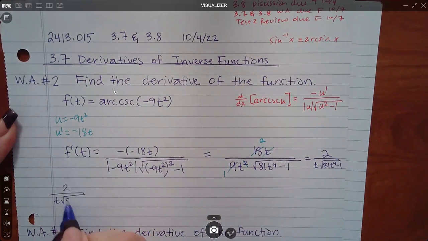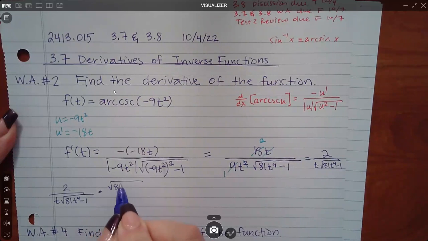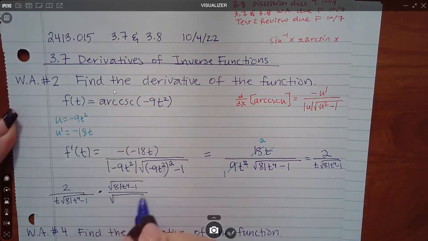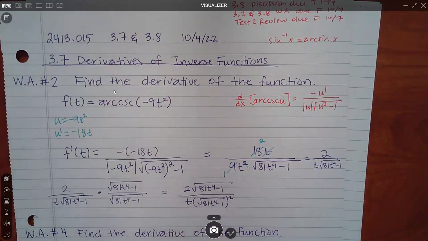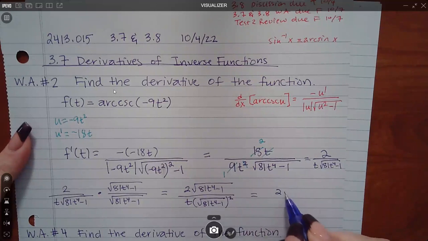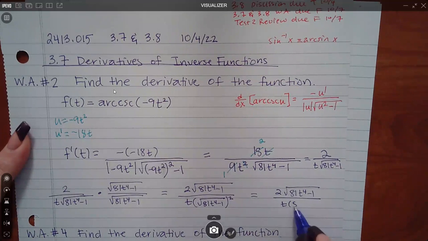And if I'm going to rationalize a radical, you literally just multiply by the same radical on the top and the bottom. So we get 2 times this radical, and then we get t times that radical squared at the bottom, because it's that times itself. So my little square is going to pop off the house, and so you just get 2. And then at the bottom, I get t times the radical of 81 t to the fourth minus 1, with no more radical in the denominator.